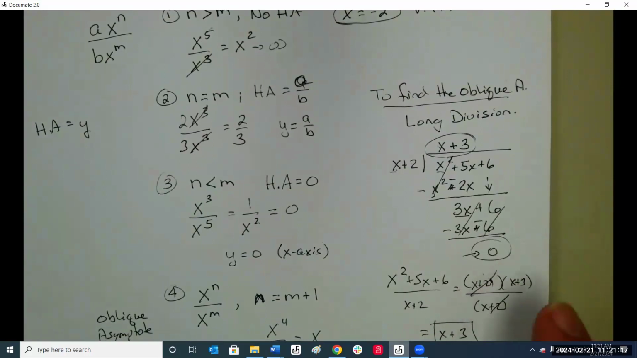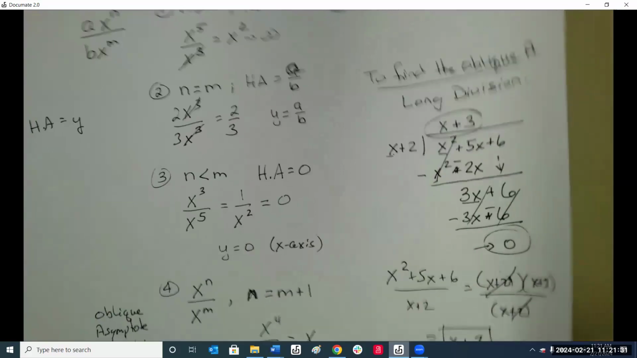It is, but because the remainder is 0, that means the denominator can cancel with something in the numerator, which means it's no longer a rational equation. So I threw that in there just because it can happen. That's why whenever you have polynomials, always factor them out first.